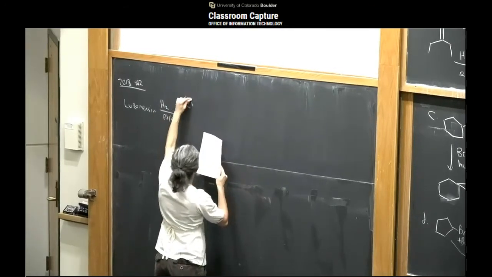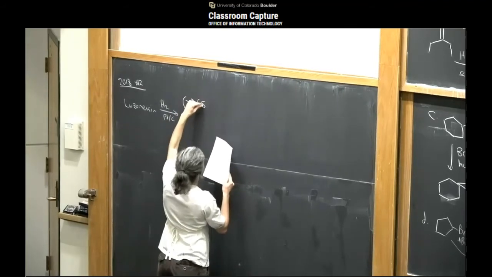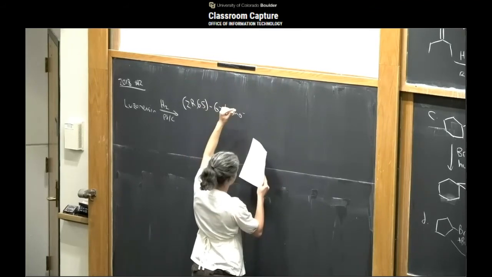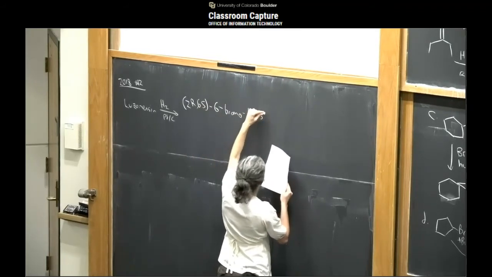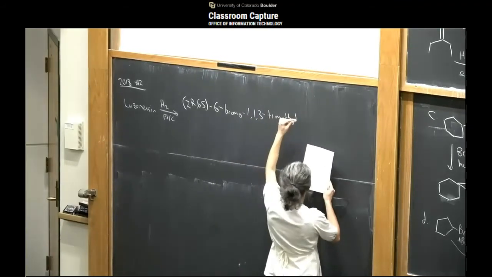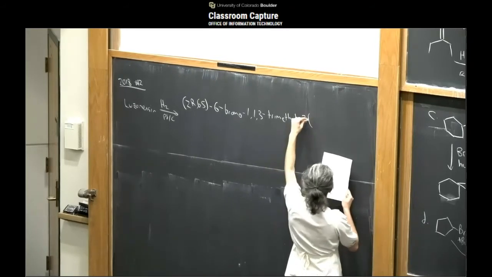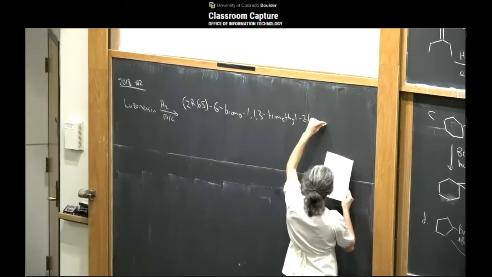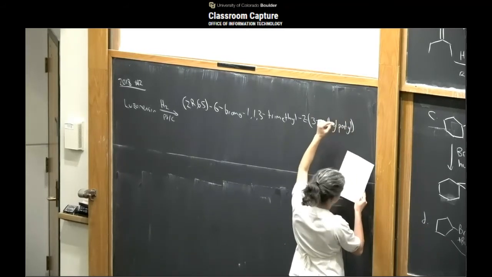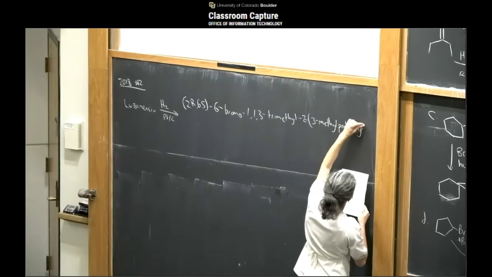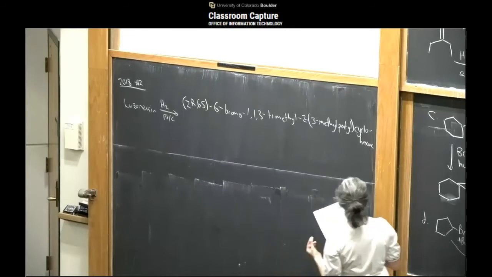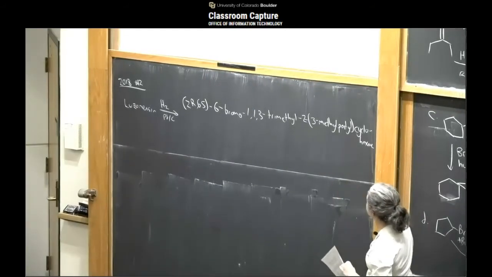Okay, so 2R, 6S, 6-bromo, 1,1,3-trimethyl, 2-(3-methylpentyl)cyclohexane. Okay, there shouldn't normally be a hyphen in there. I'm just adding it because I had to split onto another line.